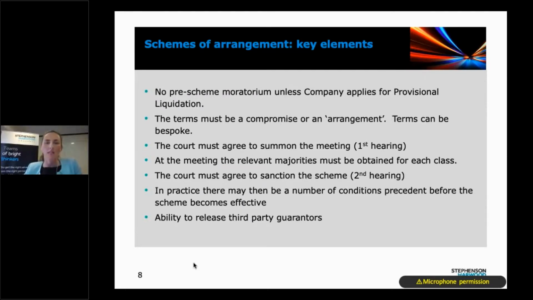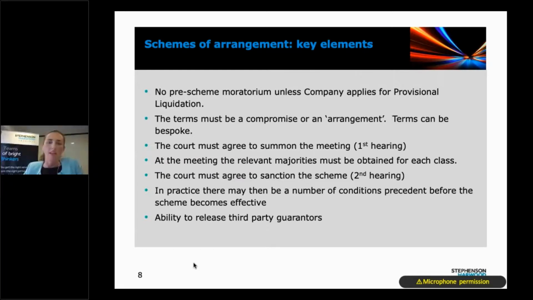If this isn't going to be possible, then in Hong Kong, you may apply to have a provisional liquidator appointed, which gives you a stay, which means that other parties can't take action. The provisional liquidator is there to get the scheme implemented or through, and then once the scheme is effective, the company will return to normal business. So it doesn't mean the company will necessarily be wound up.